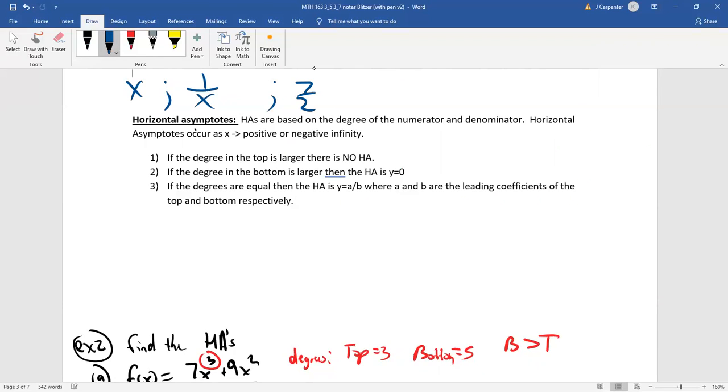I don't know why I said that. I was looking at a y. That number would be the horizontal asymptote, which is literally just a ratio of the leading coefficients.